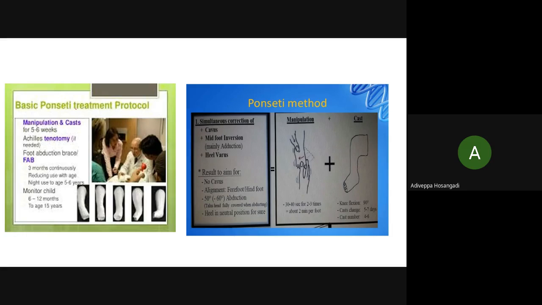So basic Ponseti, what is the Ponseti treatment protocol? Manipulation and cast application. You have to manipulate the feet, try to correct it a few times, and then apply the cast. This is the typical above knee cast. You apply a cast every week immediately after birth. It's very important. Earlier they used to wait for 6 months. Now it is immediately after birth. After 5 to 6 casts, you do a tenotomy of the Achilles tendon. Then after that you apply an abduction brace.